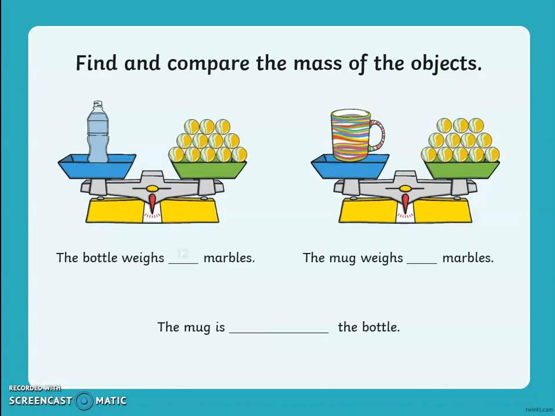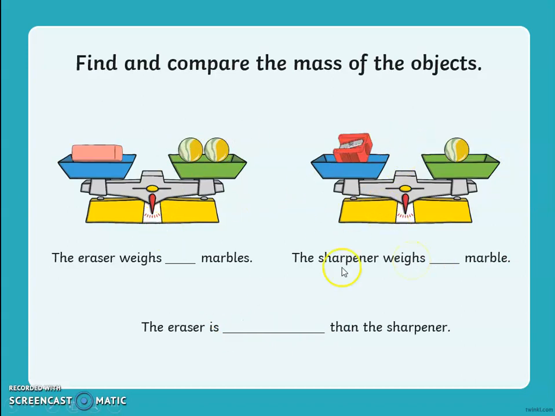So the bottle weighs 12 marbles and the mug weighs 12 marbles. So the mug is the same as the bottle. Another way of saying that is the mug is equal to the bottle. The weight is the same because they use the same amount of marbles.